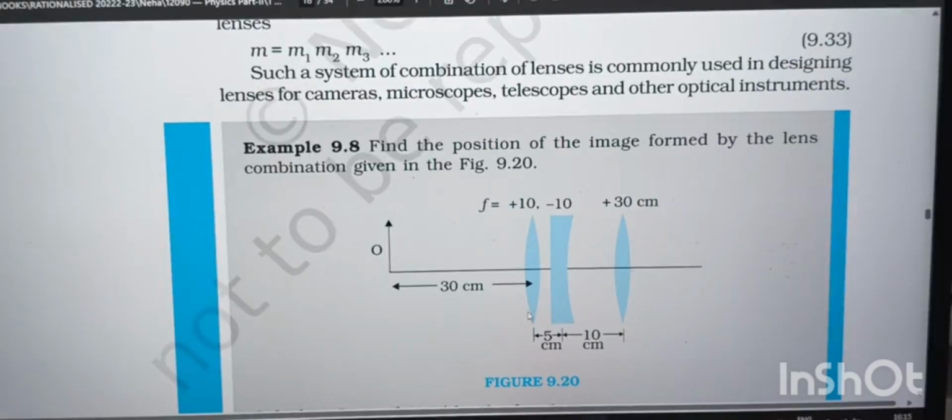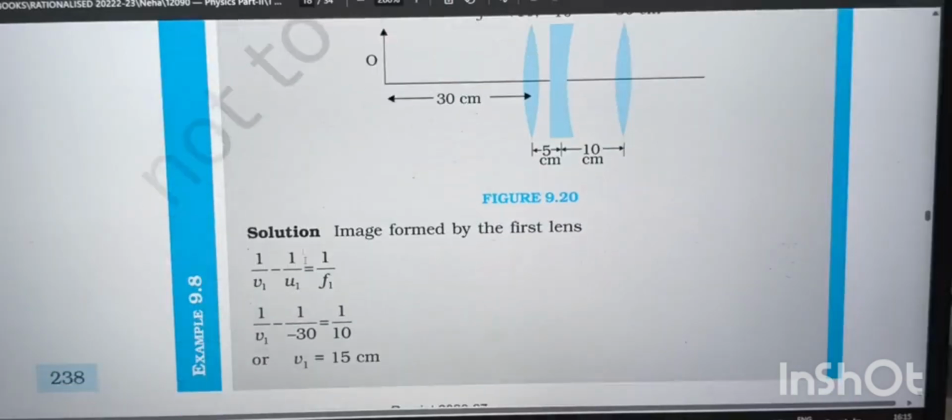But in case you are not able to see, focal length positive means convex, negative means concave. They have given distances over here, and they're asking: find the position of the image formed by the lens combination. Where will this final image be formed? That position, how much distance, I have to find out. So same thing, we will apply the lens formula: 1 by f is equal to 1 by v minus 1 by u.